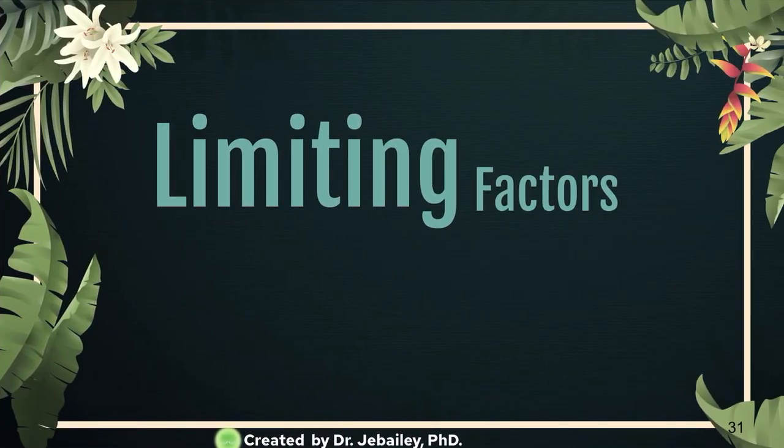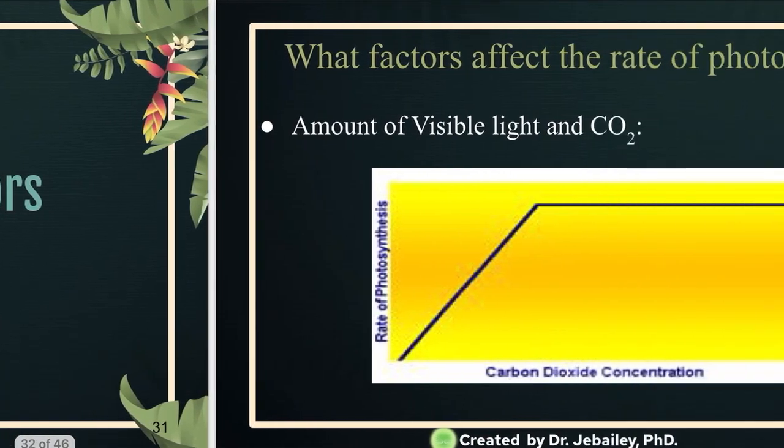Now we can talk about things that make the photosynthesis go faster or slower. And that's what we call limiting. When we say limiting, that means they can manipulate the process to go faster or slower. So let's look at some of these.